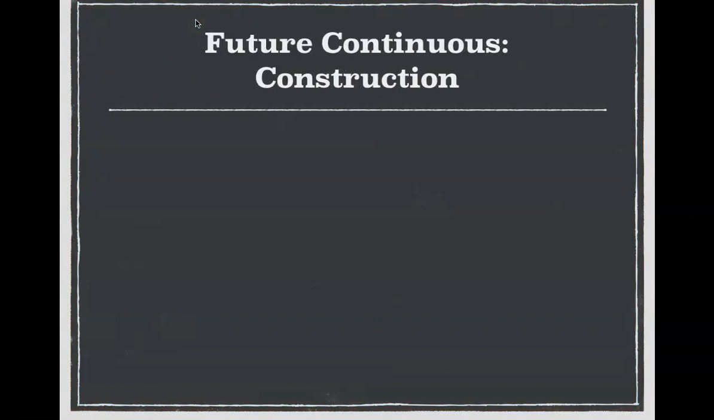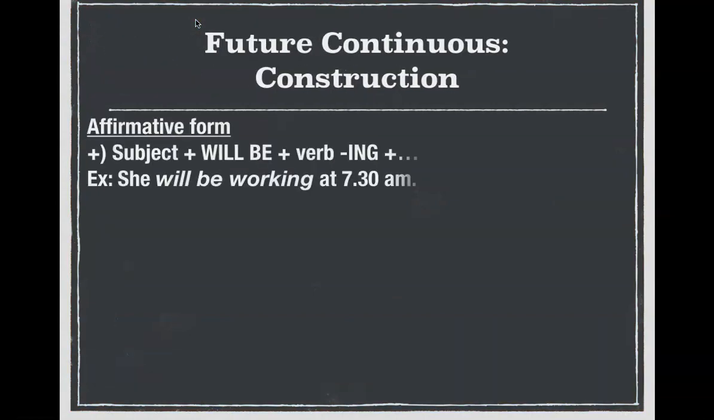Okay, so let's start with the future continuous. The construction is really easy. We just have the subject in the first place, then will be, and then the verb in ing form. The example is: she will be working at 7:30 a.m.